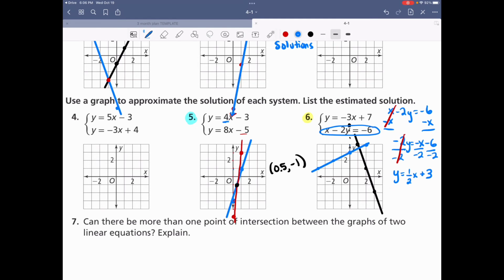And where are they crossing? They are not crossing at a beautiful place. They are crossing right here. And that looks like a little bit more than 1, so maybe 1.25. And then for the y value, that would be about 3.5. So I'm just kind of guessing where this coordinate point is. And that's our estimated solution for this system of equations. A system, remember, is 2 lines that are crossing.